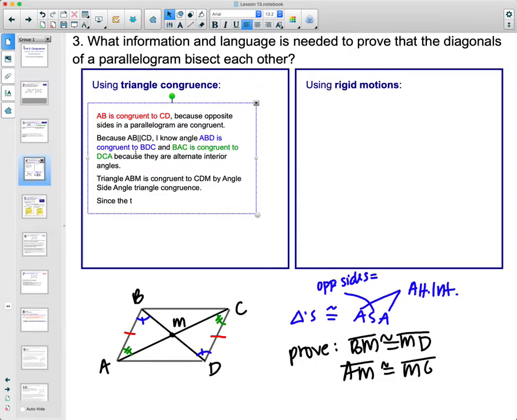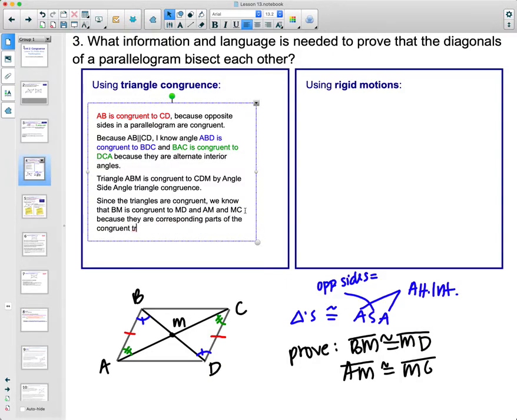And then since the triangles are congruent, we know that BM is congruent to MD. And you can see that here. So we've got these two, BM and DM, are congruent. And AM and MC, so A is the first and M is the third, so first and third, and then C and M. So AM to CM, because they are corresponding parts of the congruent triangles.